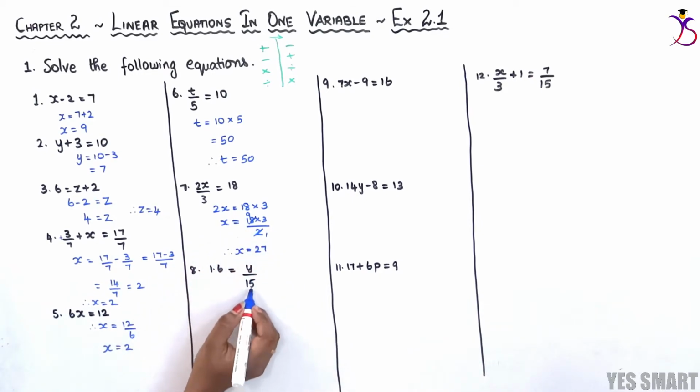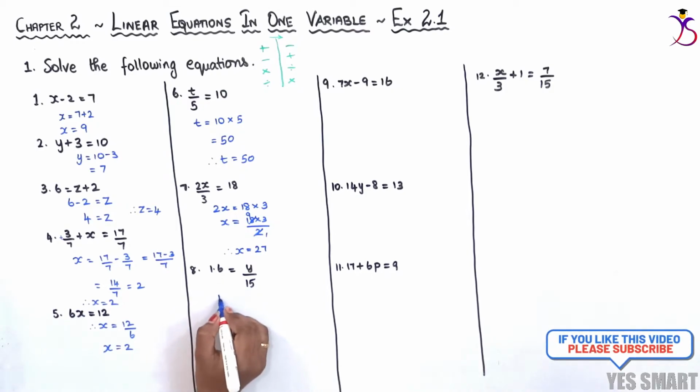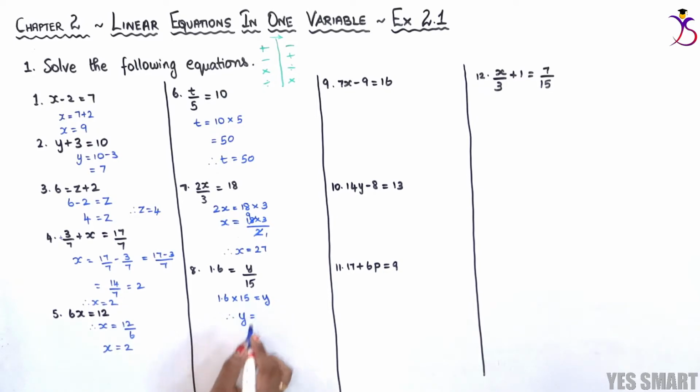Eighth sum, let's bring this 15 to this side. So it will be a multiplication. 1.6 into 15 equal to y. When you multiply 1.6 into 15, we will get 24. Since 15 is in the denominator, we transposed it to the other side and it turns to a multiplication.